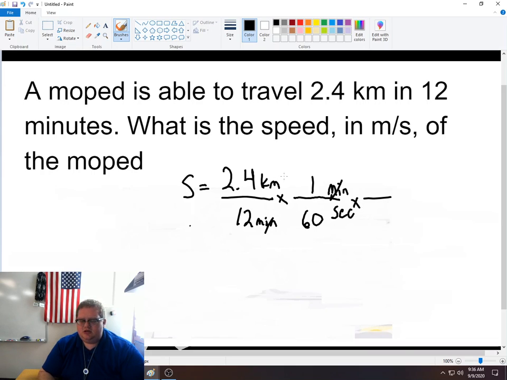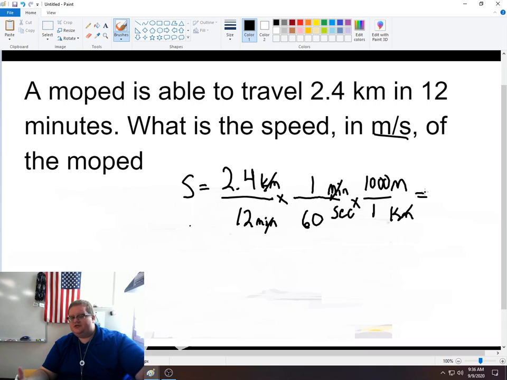Cancel kilometers. Let's get rid of kilometers in the bottom to meters in the top. And I know that 1 kilometer is 1,000 meters. So kilometers cancel. I don't think anything else cancels. The only unit I have left in top is meters. The only unit I have left in bottom is seconds. So again, I know I'm done because I wanted meters per second. That's what I got. So again, the dimensional analysis tells me that I'm done. I don't have to think and like, oh, did I do everything I needed to?